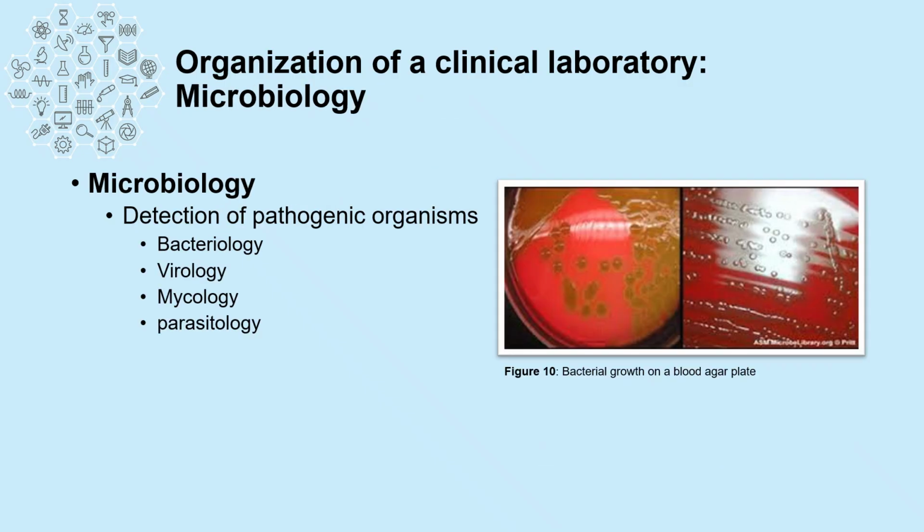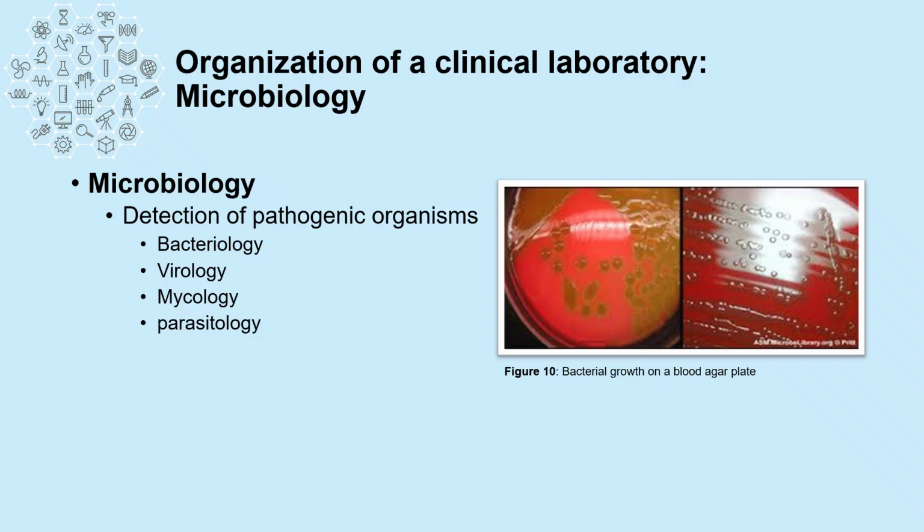Next, we have microbiology. In microbiology, they're going to receive various types of swabs from patients that are suspected of having some type of infection, or maybe blood to see if they have bacteria growing in their blood. That's called bacteremia. So we're going to detect pathogenic organisms, and then identify what those organisms are sensitive to. It's called a culture and sensitivity, the most common test that we do in micro.